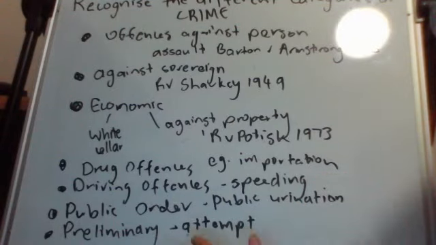We then have public order offences, which is simply stuff like public urination, spitting, swearing, and then finally we have preliminary, which includes stuff like attempting to commit a crime or the conspiracy to commit a crime.